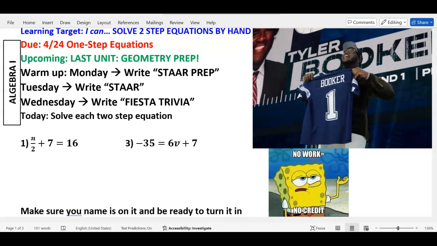All right. So yesterday's assignment, one-step equations. You want to make sure you turn that in if you haven't already. Make sure you don't have headphones in. And then make sure you've written down Monday, Tuesday, Wednesday, right? Yesterday, if you were absent, put absent. And today, we're going to do this one, turn it in, easy 100 for the week, right? For the warm-ups, right?